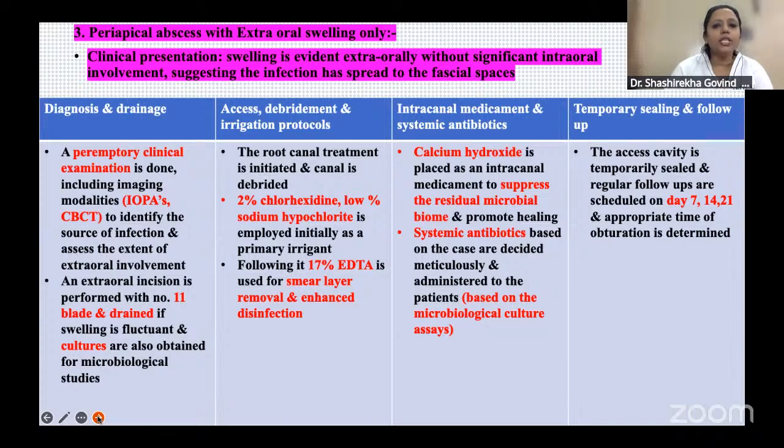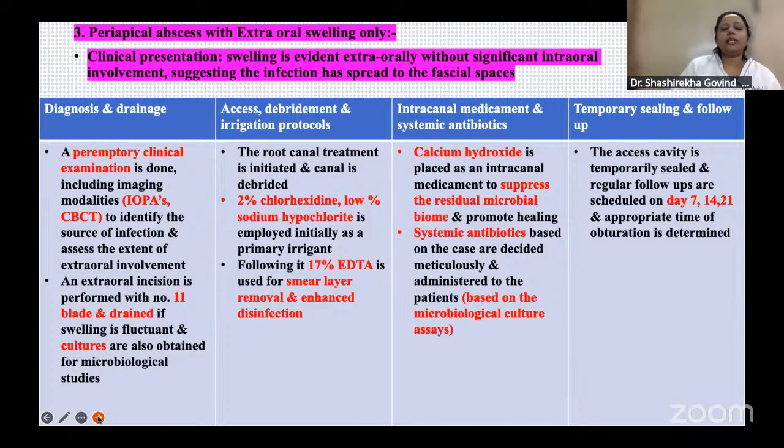Now here the patient will have evident extraoral swelling without significant intraoral involvement, suggesting the infection has spread to the facial spaces. On clinical examination, with IOPA and CBCT also, if you can identify a particular tooth which is involved, then it's much easier for us to treat it.